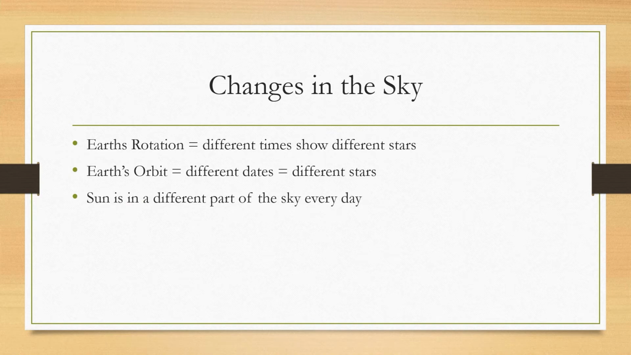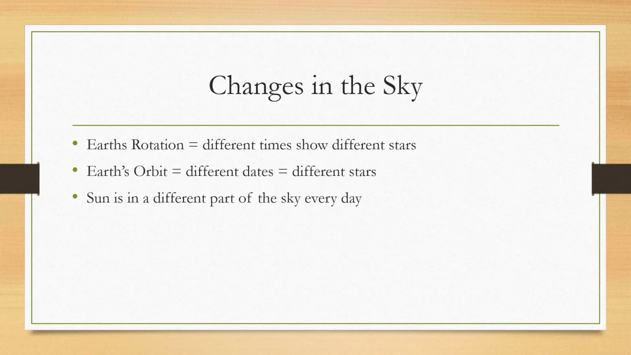So we have changes in the sky. Remember, different times on Earth depend on what star pattern you'll see. Even 10 minutes, our time, will make a difference thanks to Earth's rotation. Different dates, too, even if at the same time, will lead to different star patterns because of our orbit around the sun. So remember, the sun is in a different part of the sky every day. It's in a different place in its own orbit every day.